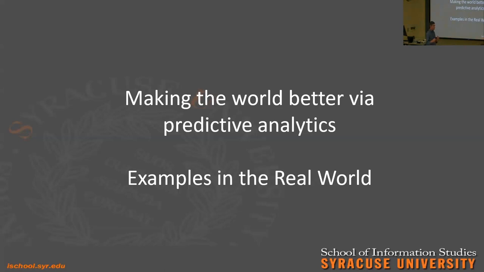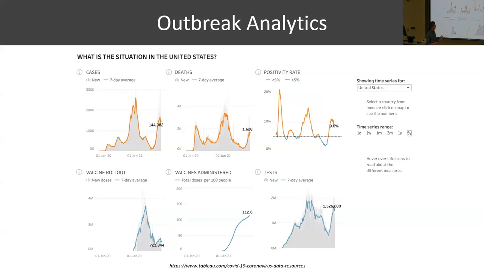So I thought I would gather some examples from the real world to give some context to what this is. The first one is disease analytics. There's a whole world of data science trying to understand how contagious diseases spread. People studied this before COVID, obviously you heard about it during COVID, and people are still studying it now.